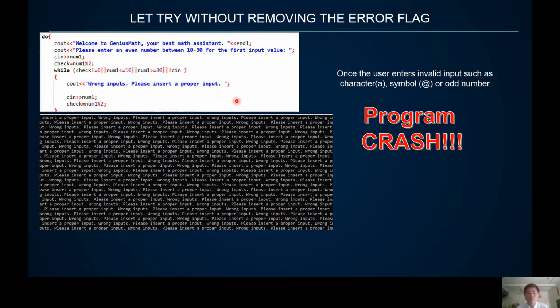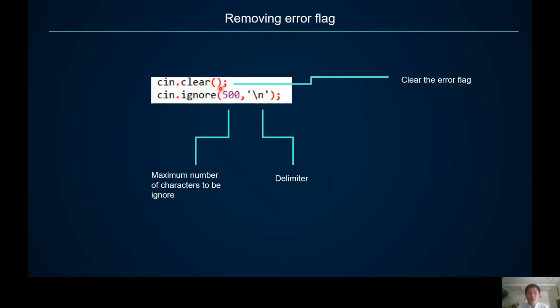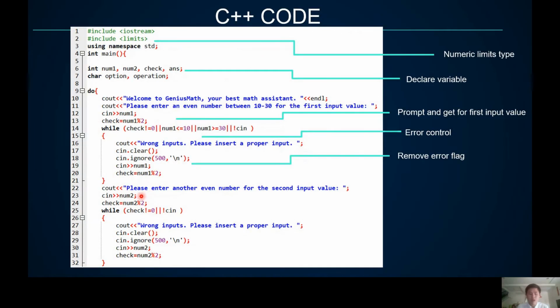And it's not ignore. So we must include this line where cin.clear tells the computer to clear the error flag, and cin.ignore tells the computer to ignore the number of characters and also stop ignoring after it recognizes the delimiter. Then we go back to the code. We do the same for num2.